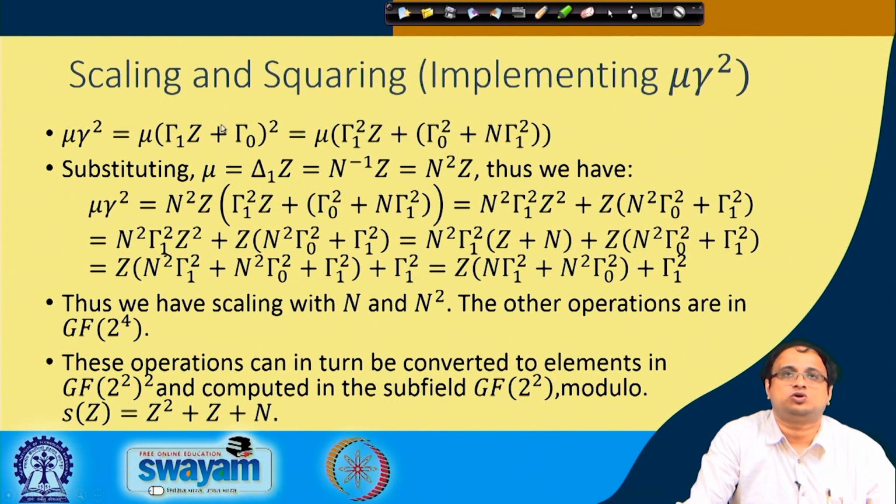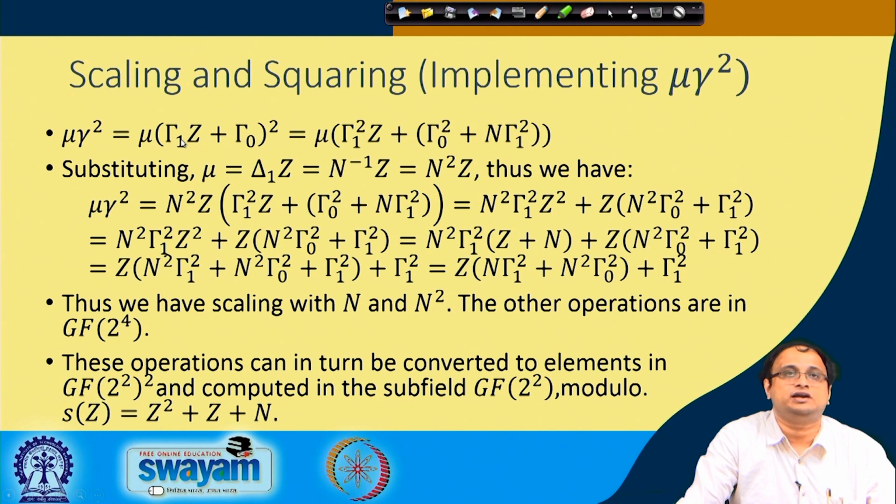Now let me conclude this part by discussing the final effect of these optimizations on scaling and squaring. Scaling and squaring is nothing but calculating mu times gamma squared. Remember that gamma is now denoted as gamma 1 z plus gamma 0, and then I am doing a whole square on that.